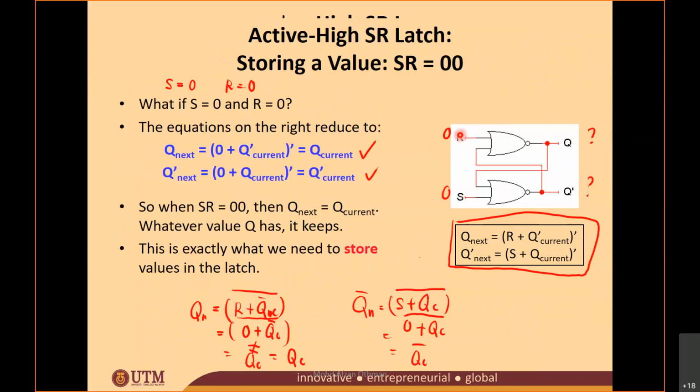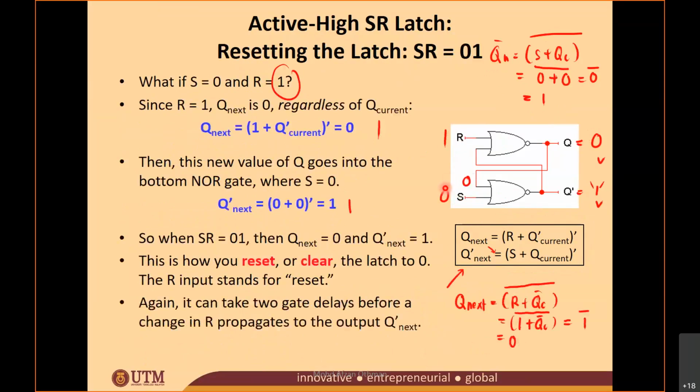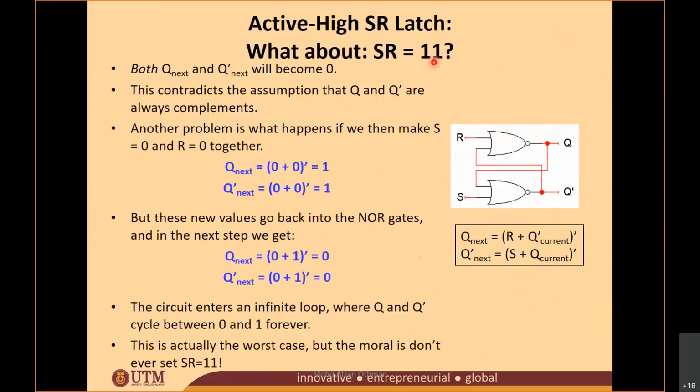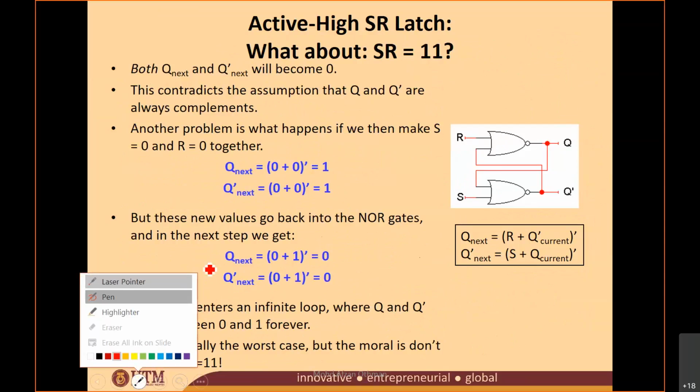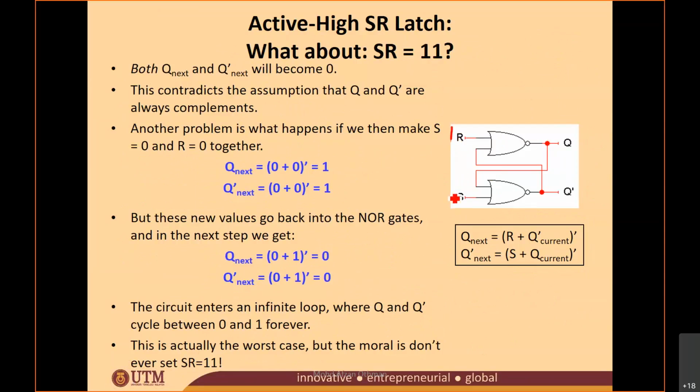Okay, if you put R 0, S 0, both 0, 0, what happened here? You're going to store. Okay, so next, apa yang berlaku bila kamu letak S1 R1? So what happened when you put S1 R1? Okay, when both Q next and Q next bar will become 0, so this will control. Okay, so kita akan masukkan dulu kita punya persamaan, kita punya value. Okay, yang ni 1, yang ni 1.